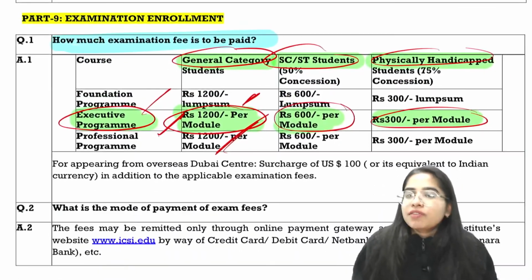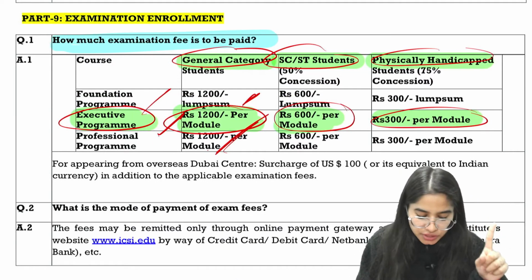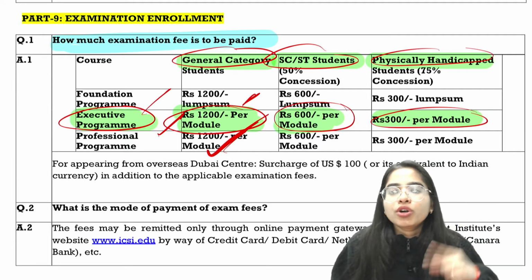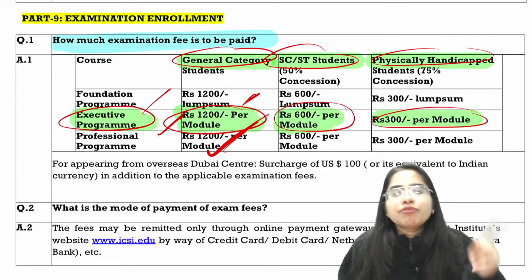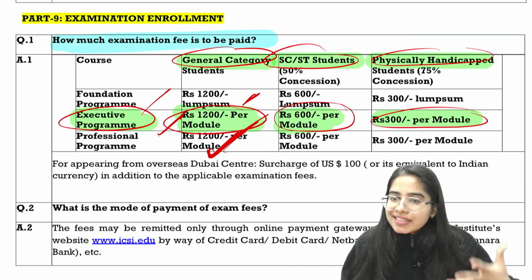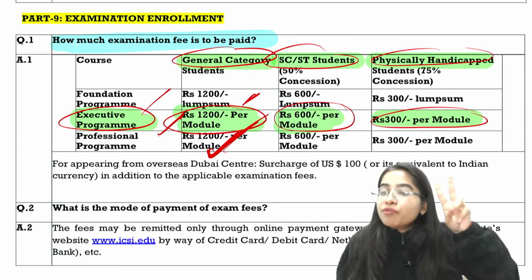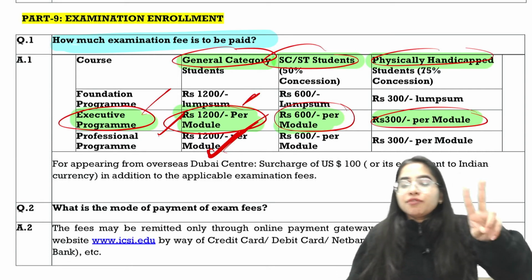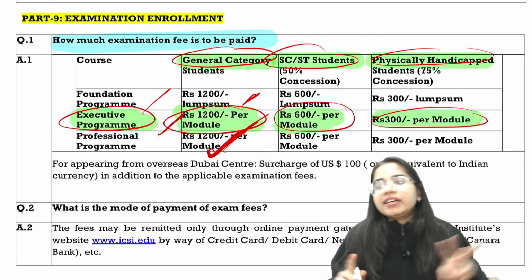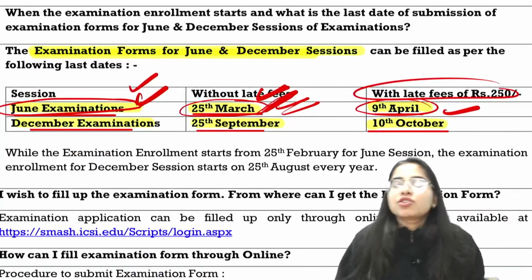Now, what is the fee of the exam form? For one module, the fee is 1200. That is, if you want to fill the exam form of any one module, you have to pay a fee of 1200. This fee is for the examination. And if you want to give both modules, then you have to pay a fee of 2400, 1200 for each module, right?